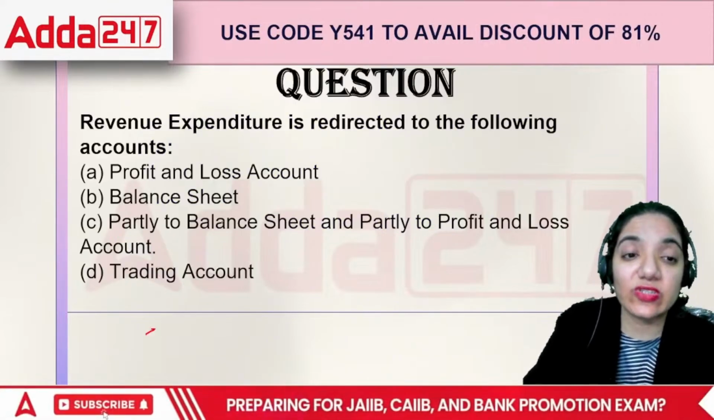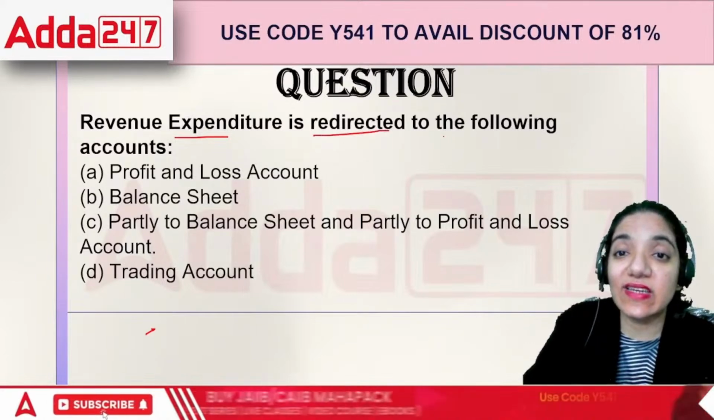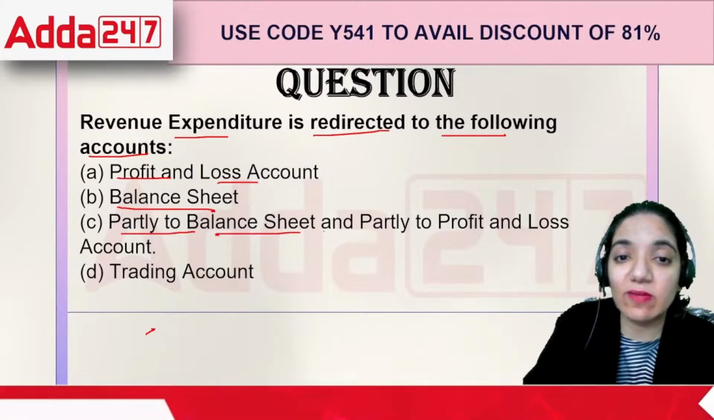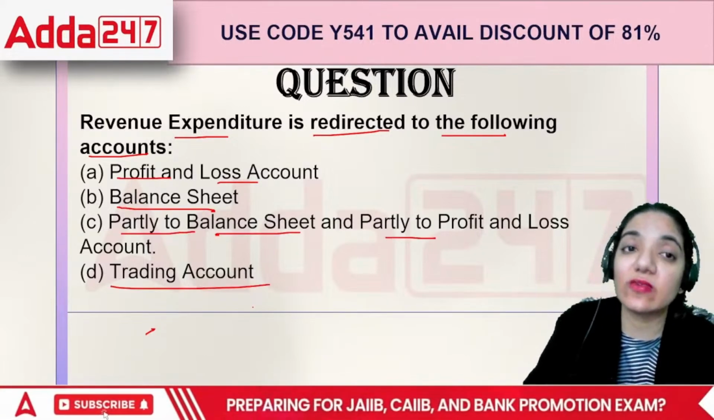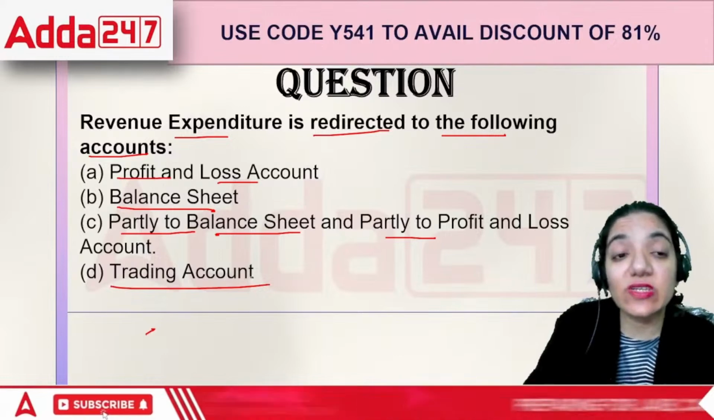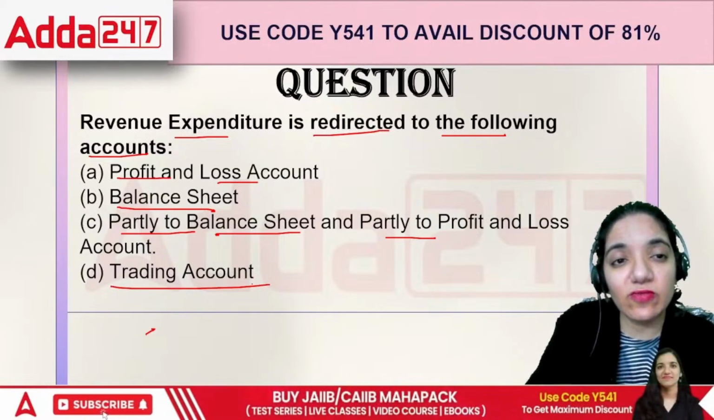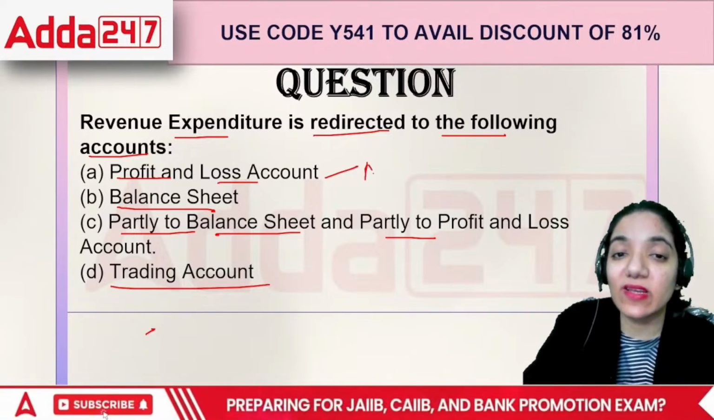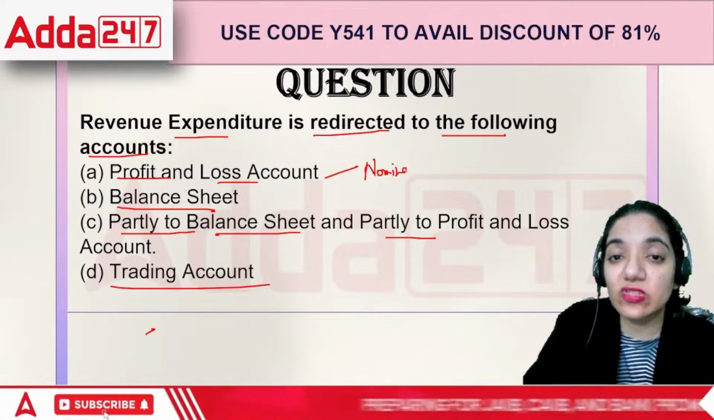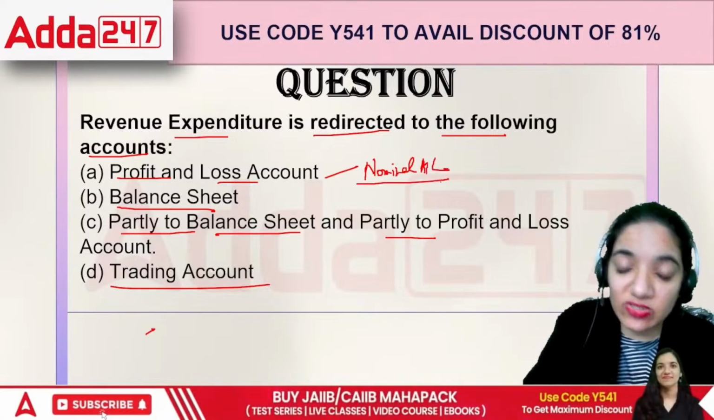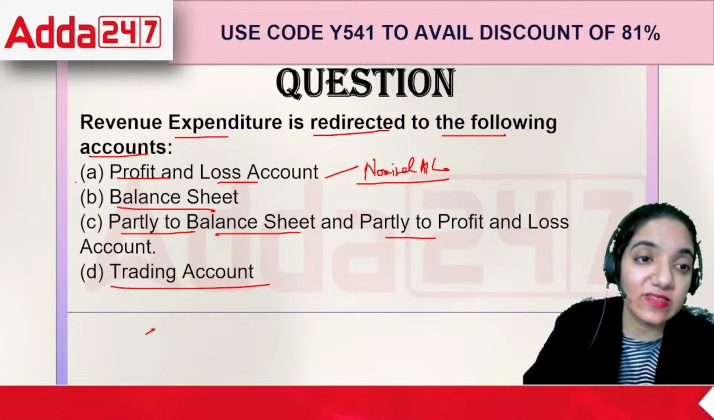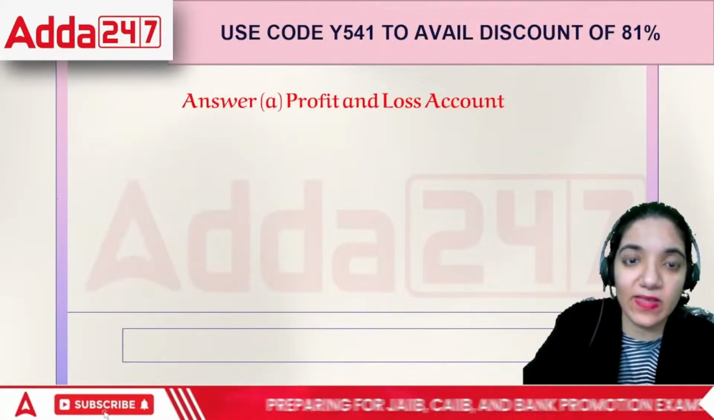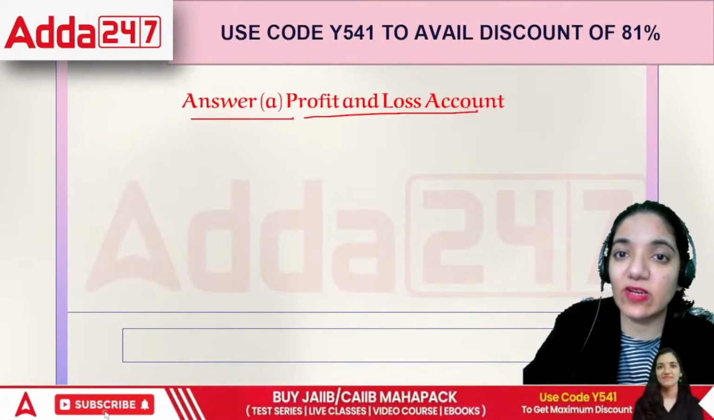Now, the next question, the revenue expenditure is redirected to the following accounts: profit and loss account, balance sheet, partly to the balance sheet, partly to the P&L, or trading account. Revenue expenditures are taken towards P&L because it's a nominal account which records all the expenses as well as all the incomes. So the correct answer is A, profit and loss account.